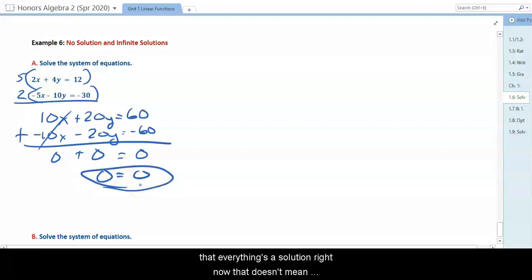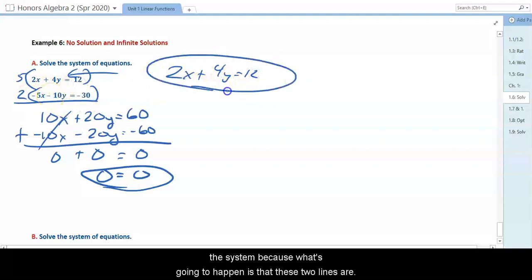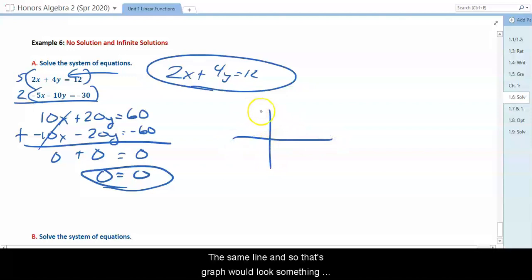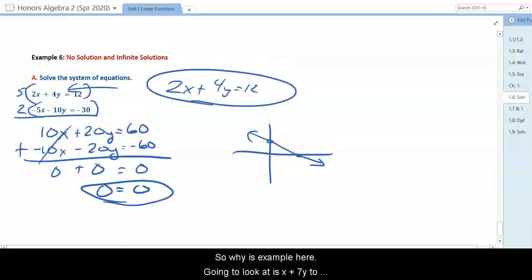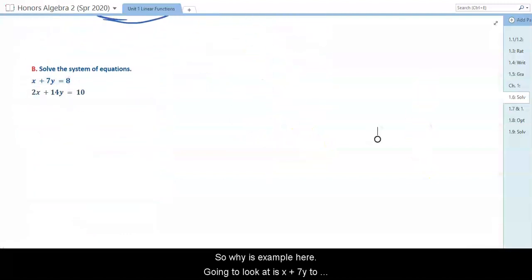Now, that doesn't mean the entire graph is a solution, the entire coordinate plane. But what it means is that this line, 2x plus 4y is equal to 12, or the other one, negative 5x minus 10y is equal to negative 30, is the solution to the system, because these two lines are the same line. And so this graph would look something about like that, because it would have a y-intercept of 3 and an x-intercept of 6.